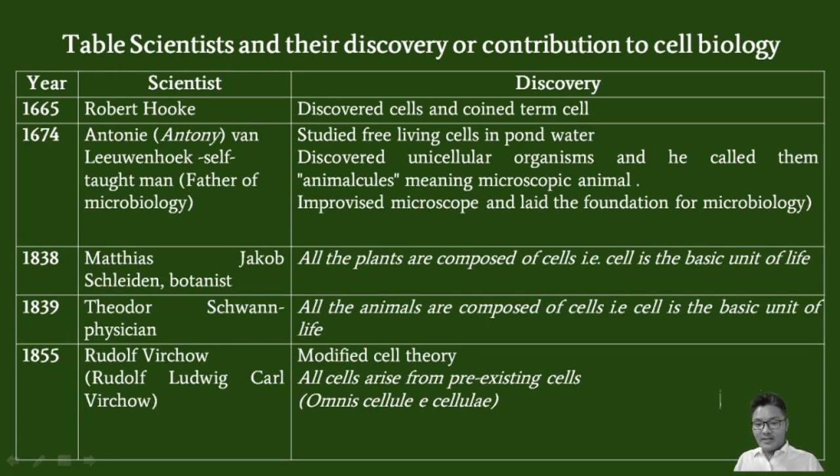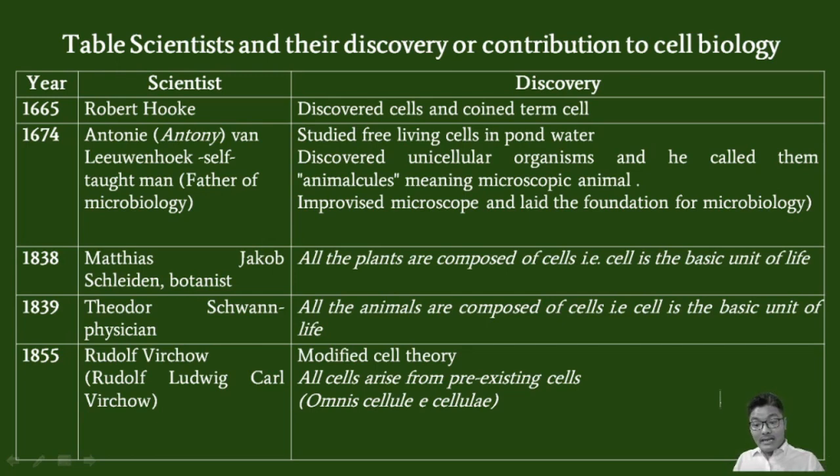Likewise, in 1839, we have another scientist called Theodor Schwann. He is a doctor by profession. What he found is that in different animals, the body of the animal was found to be made up of cells.